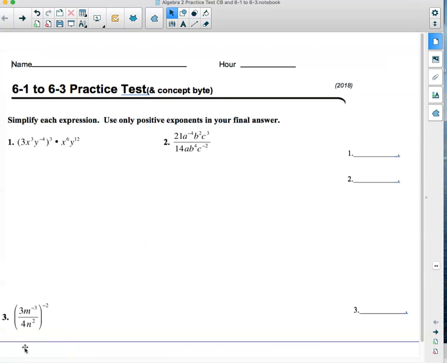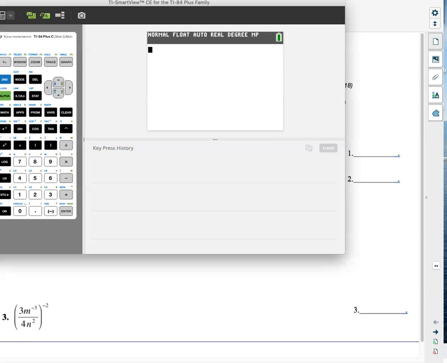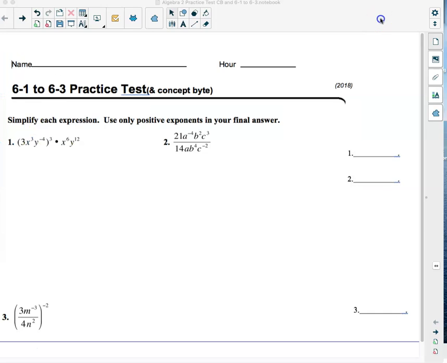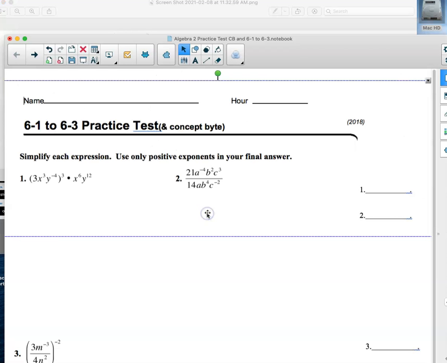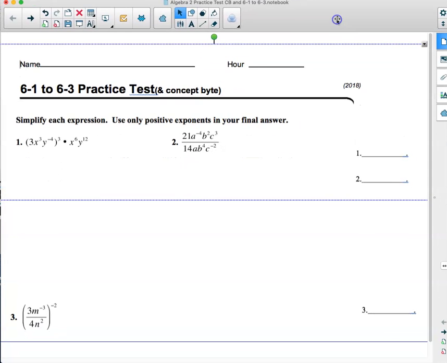Things to have handy for this practice test: you want a calculator, like I have this one here, and you want to have your power chart. I'll have to do some finagling to get all of this stuff to show up at one time here. But you want all of those things available for the practice test for concept byte and 6.1 to 6.3. So the first problem we see here, and you always want to read the directions. I know that sounds obvious, but sometimes people miss those things.